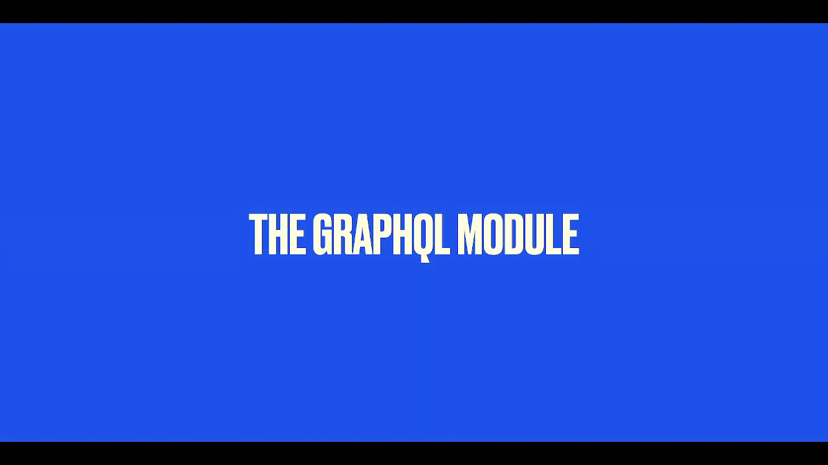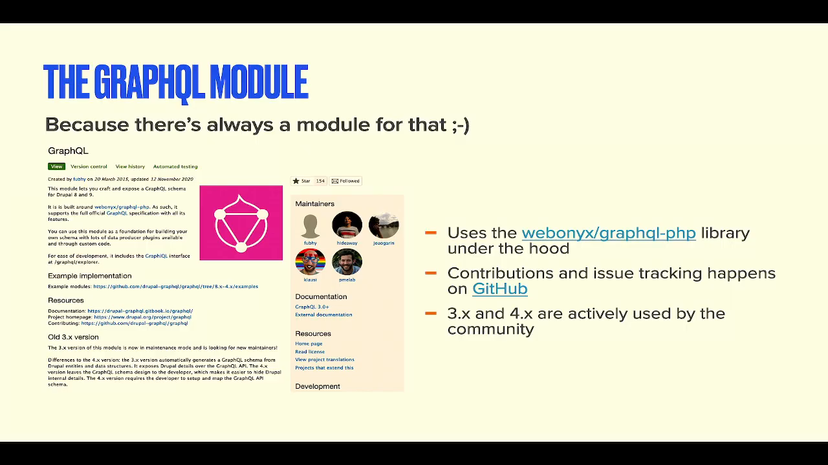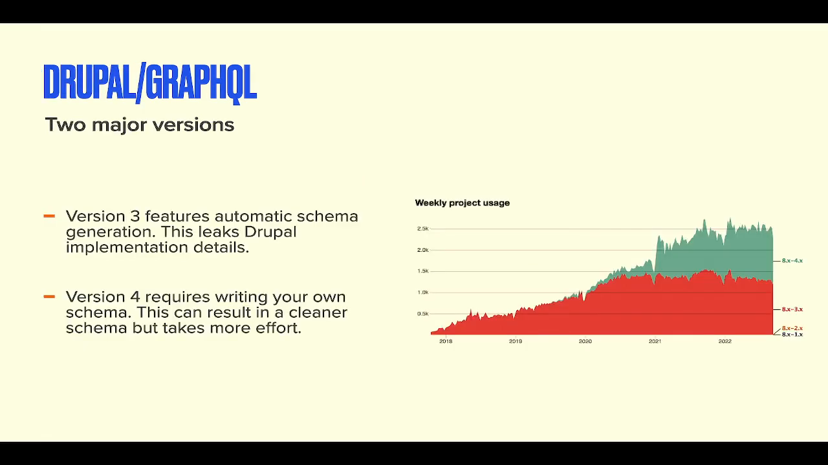The GraphQL module, that's what you're here for. There's always a module for that in Drupal. GraphQL is no exception. There's actually two versions at the moment. They both use the webonyx GraphQL PHP library under the hood. That's the de facto standard GraphQL library in PHP, follows the JavaScript reference implementation. All the contributions happen on GitHub, and both 3 and 4.x are actively used by the community, as you can see here. So why are there two versions?